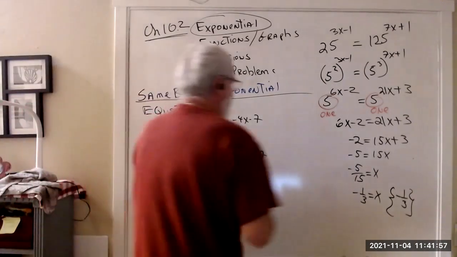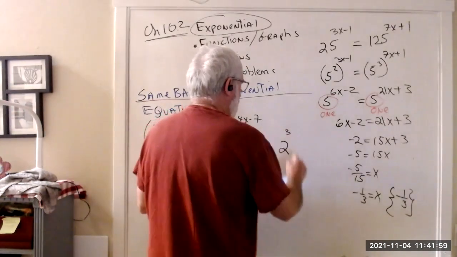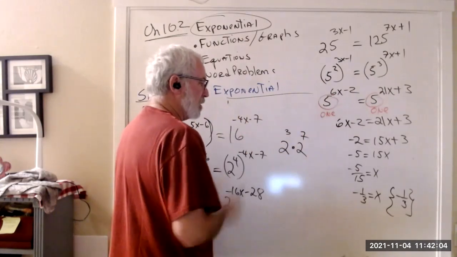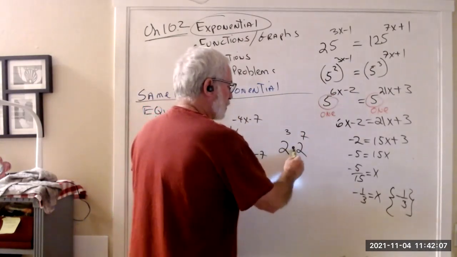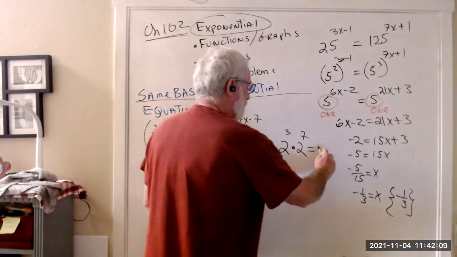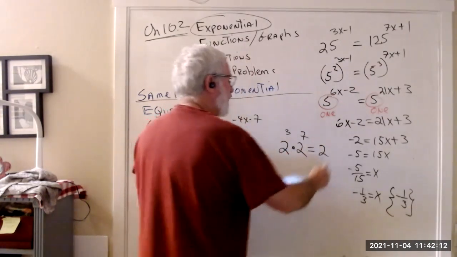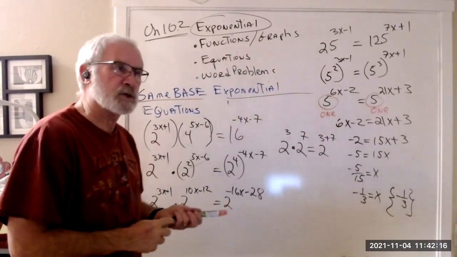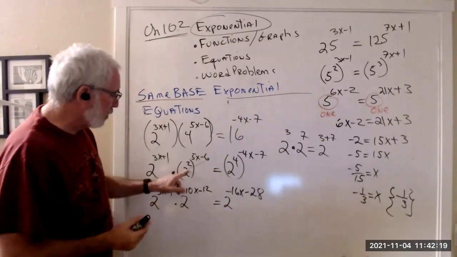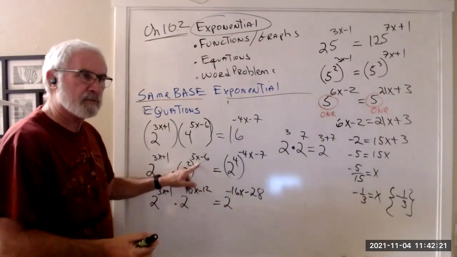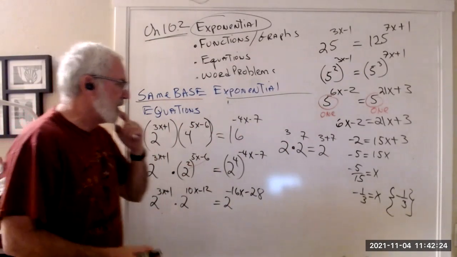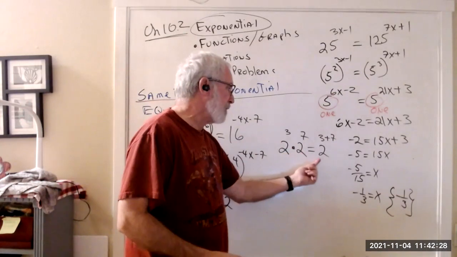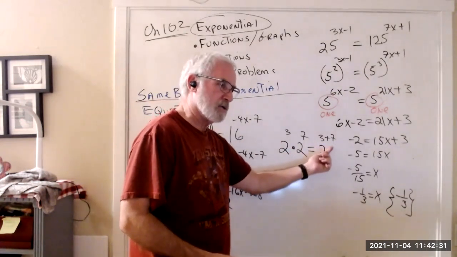What do you do if you had 2 to the 3 multiplied by 2 to the 7? Well, the rule was when we're multiplying with the same base, keep the base, add the powers. So this is going back to our basic rules of exponents. When you had a power raised to a power, you multiplied them. Keep the base, multiply them. But when you had a power times a power, you keep the base, you added the powers.